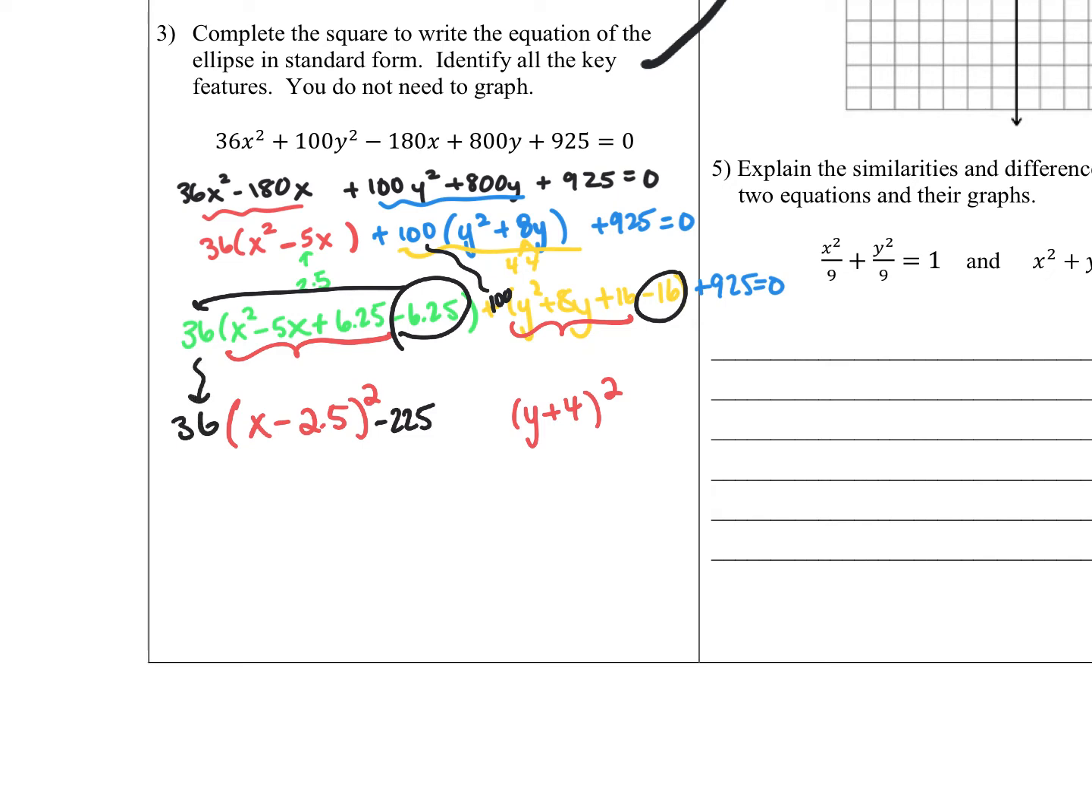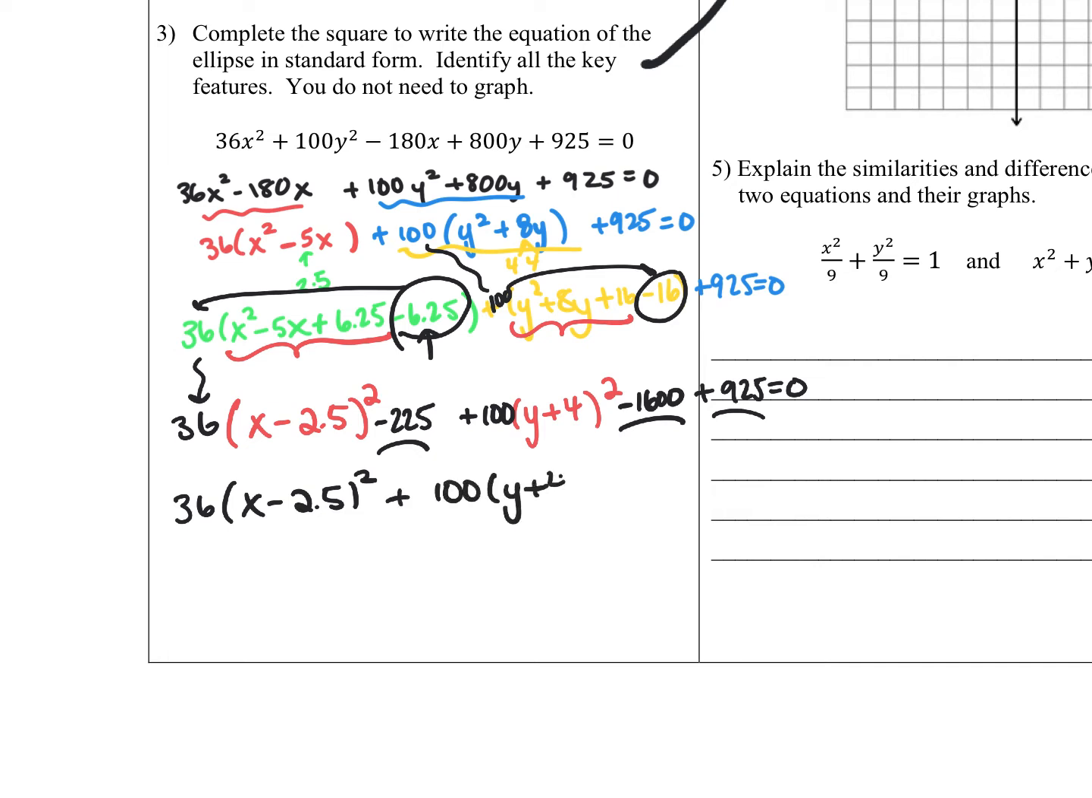36 is still hanging out in the front, but it allowed us to kick out that negative 6.25. Next, we're going to still have that 100 in the front here, but 100 times that negative 16 will be negative 1600, and then we have plus 925 equals 0. So I'm going to combine together the negative 225, negative 1600, and 925. And if I combine those together, that would be negative 900, if I did that right. So we got 36 times (x minus 2.5) squared plus 100 times (y plus 4) squared minus 900 equals 0.